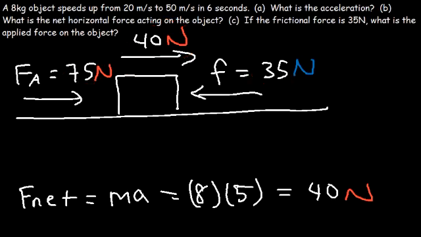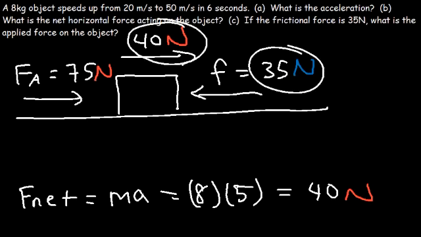In order for the object to accelerate, the applied force has to be greater than 35. It can't be less. To get the applied force, you have to add 35 plus 40, and that will give you 75. If you subtract 35 and 40, you'll get negative 5, and that's not going to be the applied force.